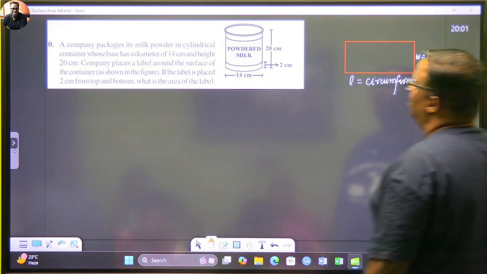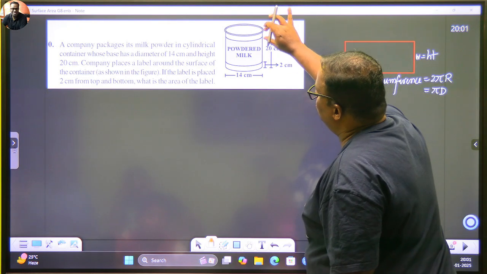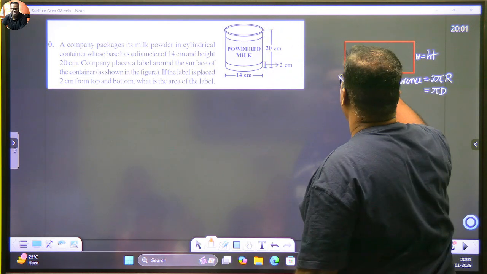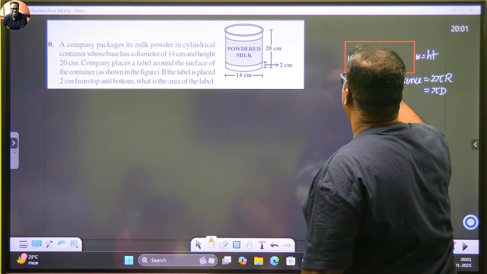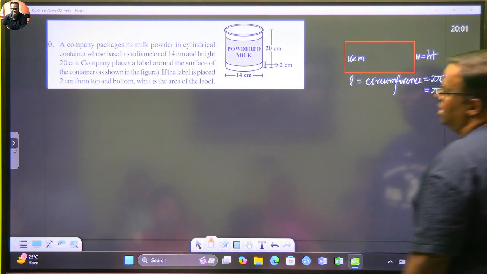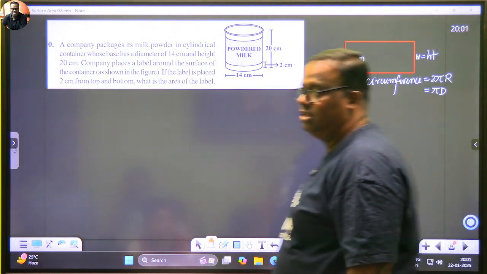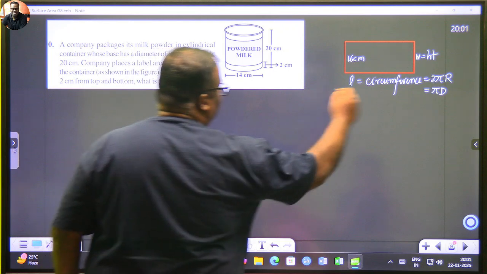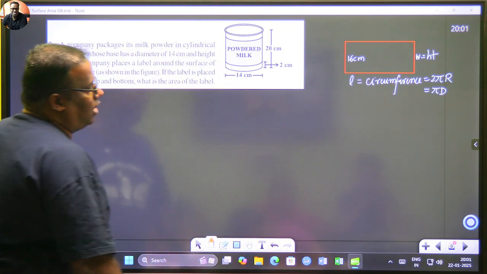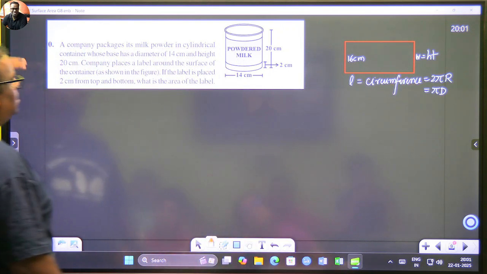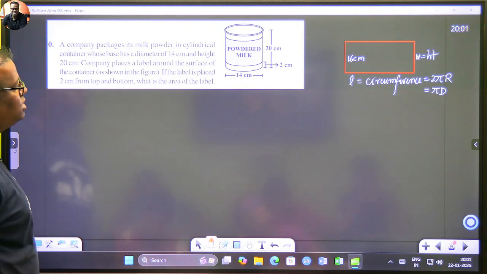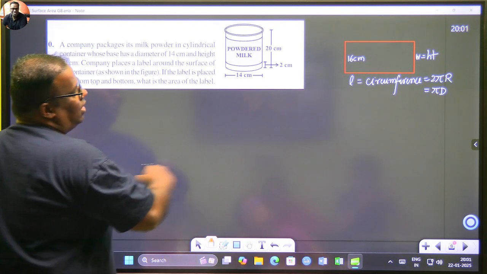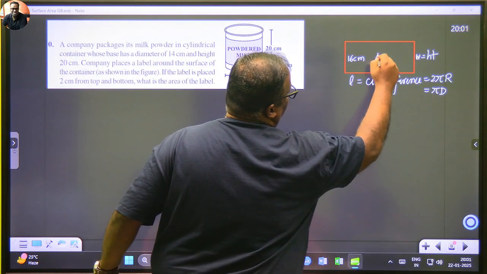हाँ, तो लेबल कितना हो जाएगा? 20, 2 gone on top, 2 gone on bottom. So this will become 16 centimeter. 16 centimeter will be the width of the label. और लेबल की लंबाई कितनी होगी? It will be 2 pi r. Agreed? So it says if the label is placed, what is the area of the label? So they have asked us to find what is the area of this label.